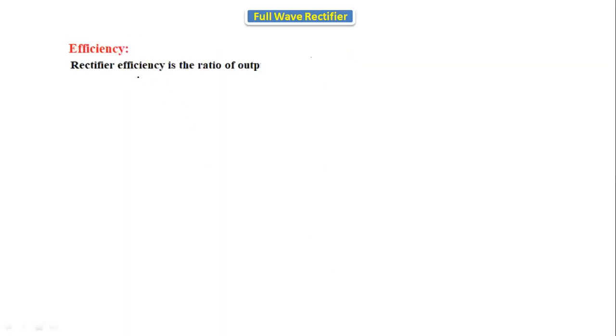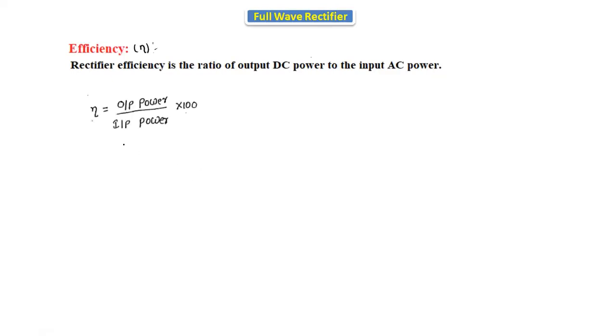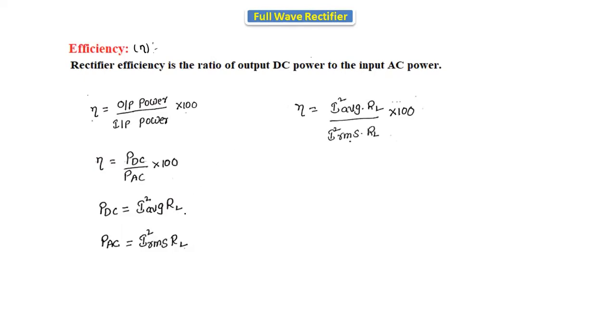This is the ripple factor of the center tapped full wave rectifier. Now let's see efficiency. Efficiency is the ratio of output DC power to input AC power. Efficiency is indicated by eta. Eta is equal to output power by input power into 100. Output is DC and input is AC, so PDC divided by PAC into 100. The formula for power DC is I average whole square into RL. The power in AC is IRMS square into RL. Substituting these in eta, we get I average square into RL divided by IRMS square into RL.